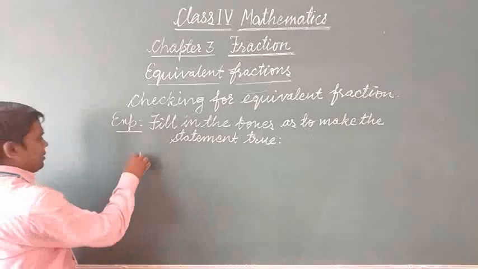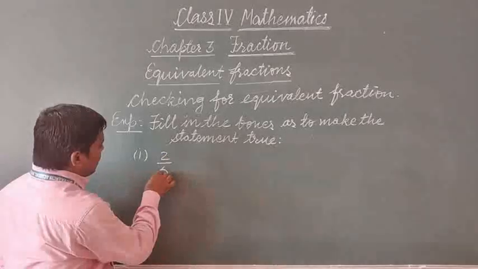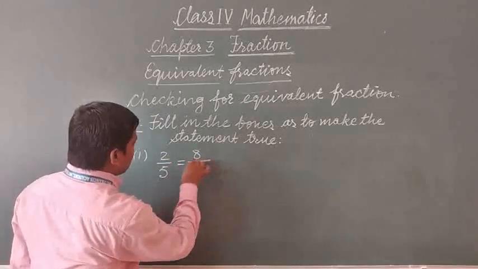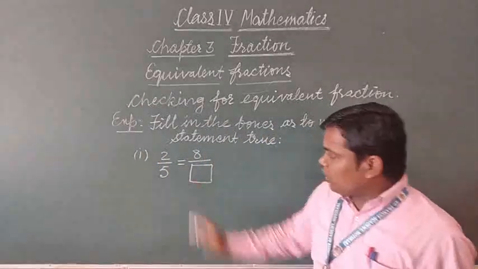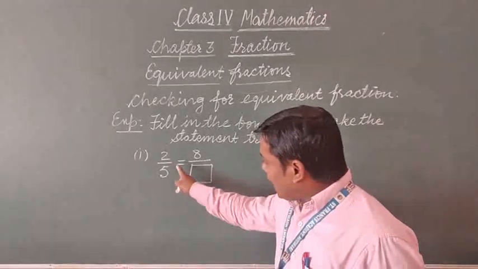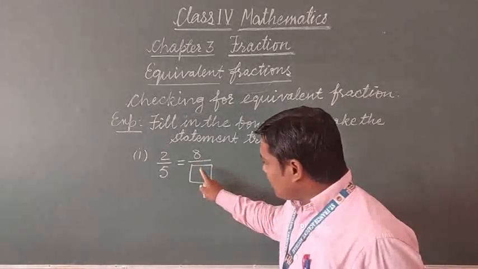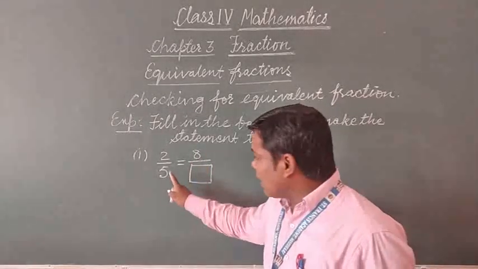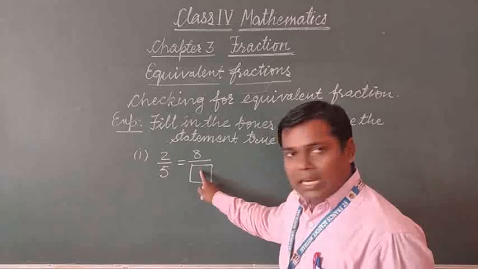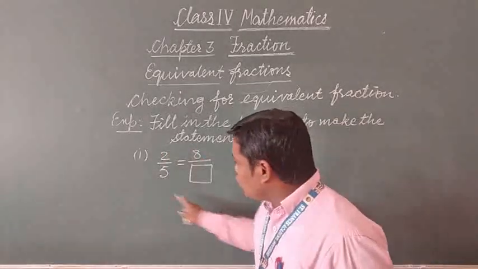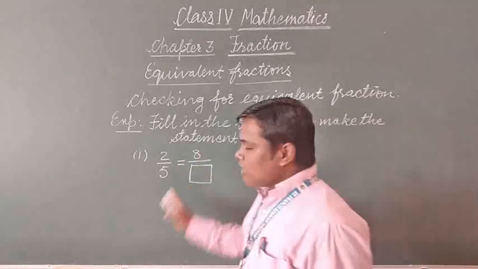The first question is here: 2 by 5 is equal to box by 8, and here is the box. So students, you are observing here that 2 multiplied by 4 gives 8. So what will be the number here? We will multiply 5 by the same number that 2 is multiplied by to get the number in the box, and then these two are equivalent fractions. So this type of question will come.